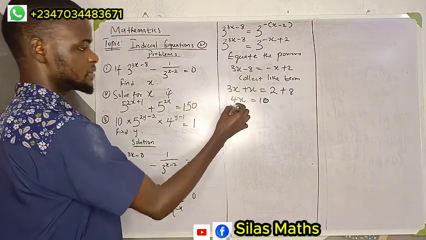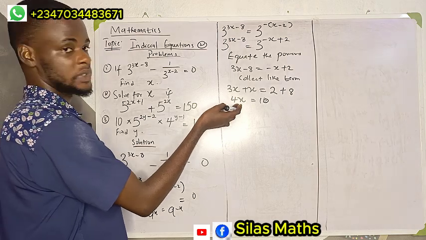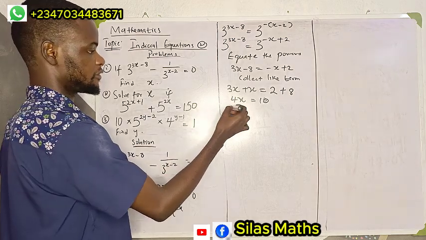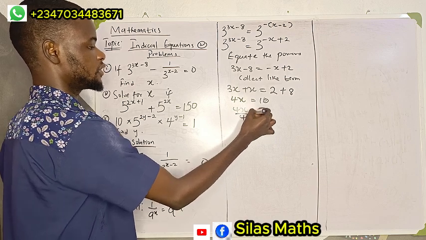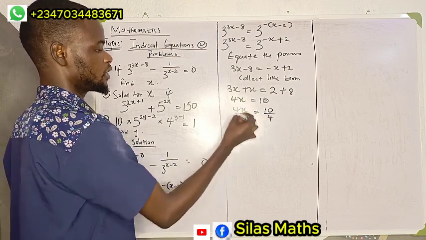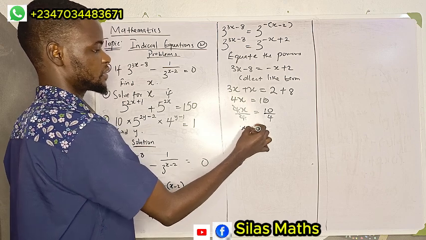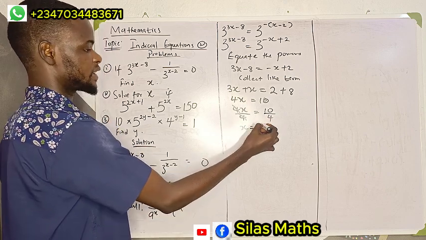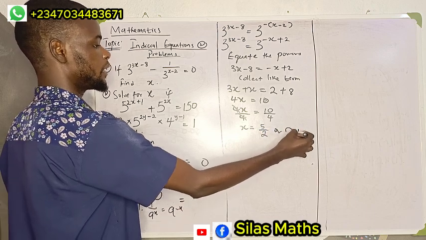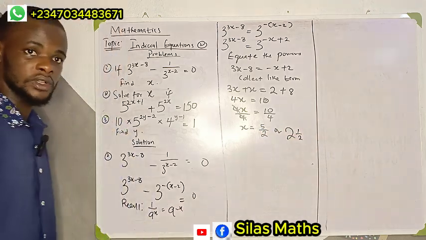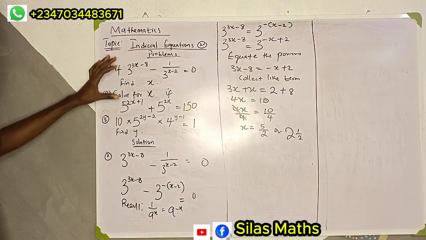So for us to get the value of x, we divide both sides by the coefficient of x. So we'll say 4x over 4 equals 10 over 4. This cancels out, and x gives us, reducing this to the simplest form, 5 over 2, or we say it is 2 whole number 1 over 2 in a mixed fraction. So that is for number 1.